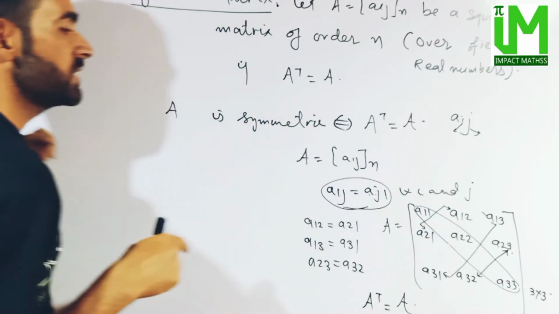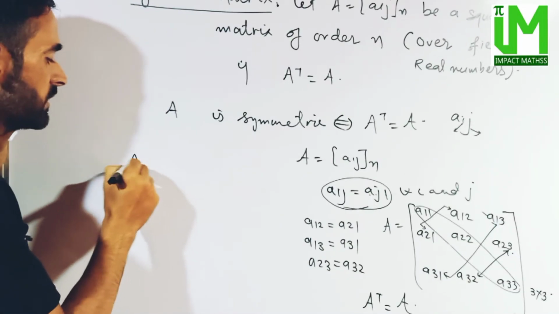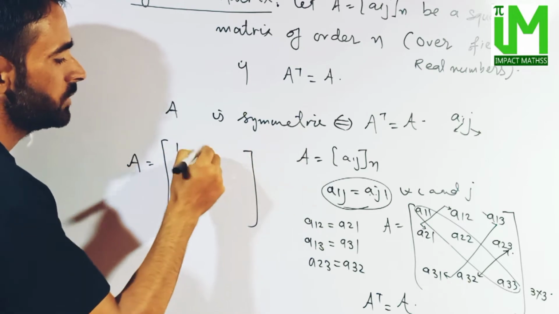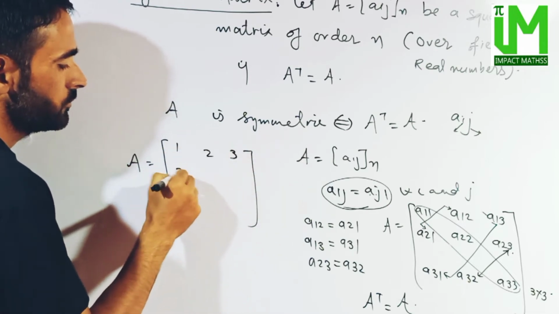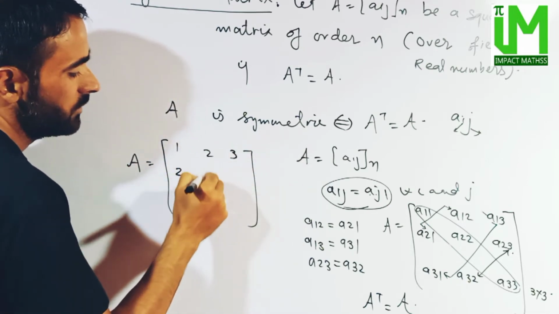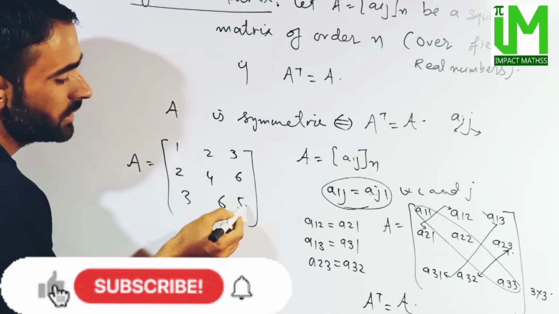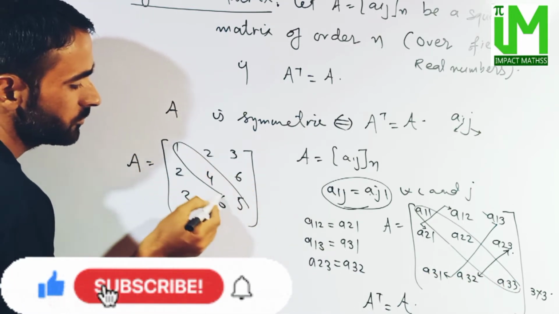So एक example से check करते हैं. So if we have A is equal to this matrix, say if we have 1 2 3, यहाँ fill करते हैं, then we have 2 4 5 and 3 5 6. Say if we have the diagonal entries 1 4 6.